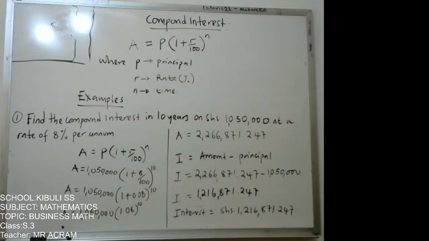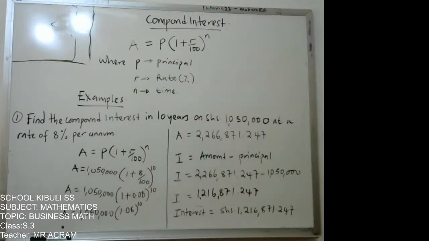If it was simple interest, then it would be better. You would have used the other formula. Simple interest is equal to P times T times R over 100. Simple. But if it is compound, it's better you use this, because this one is simpler.